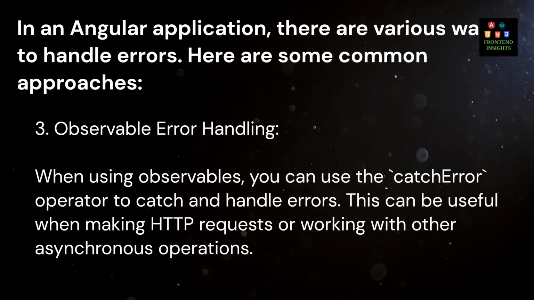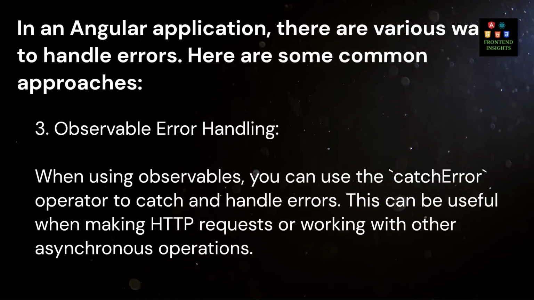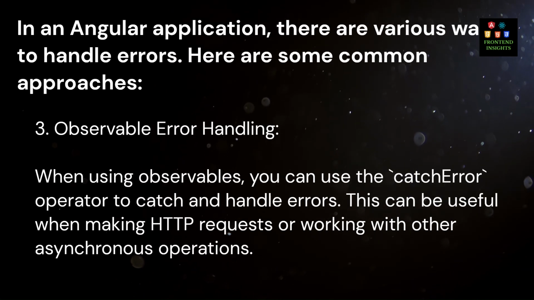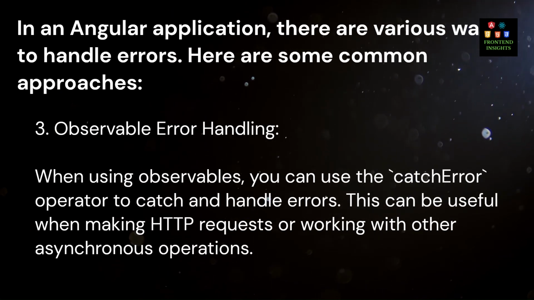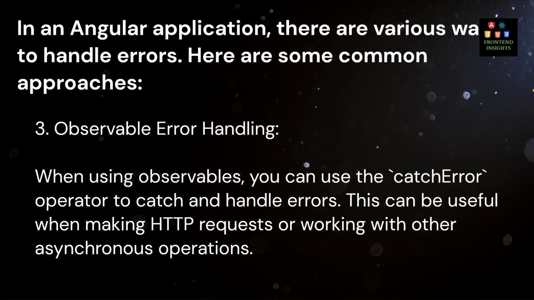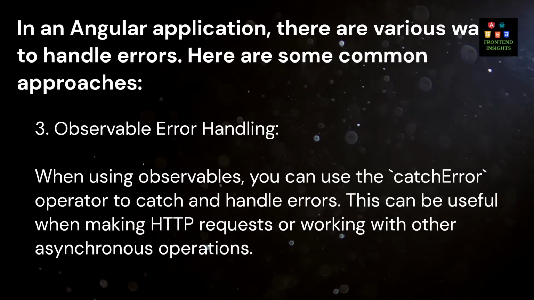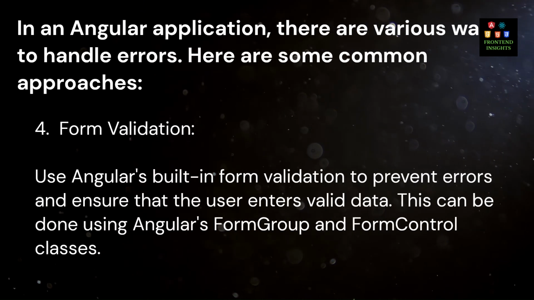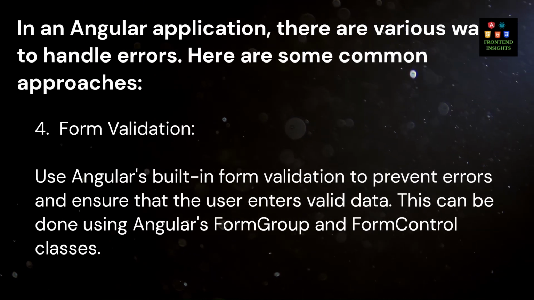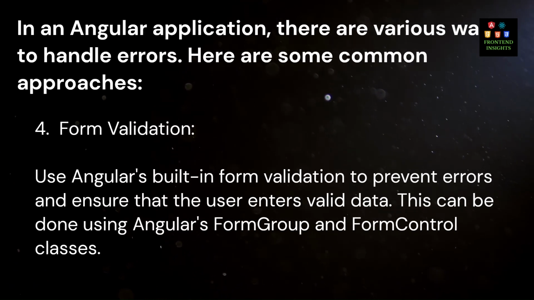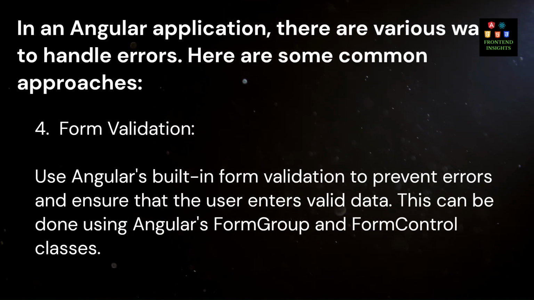When using observables, you can use the catchError operator to catch and handle errors. This can be useful when making HTTP requests or working with other asynchronous operations. Fourth, form validation. Use Angular's built-in form validation to prevent errors and ensure that the user enters valid data. This can be done using Angular's FormGroup and FormControl classes.